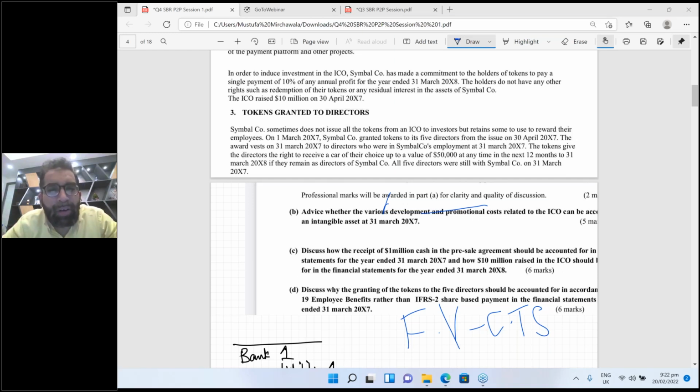So that's why, for a common man, for a common investor, IAS 38 is applied on cryptocurrency.